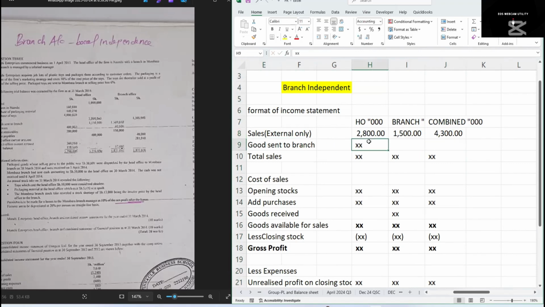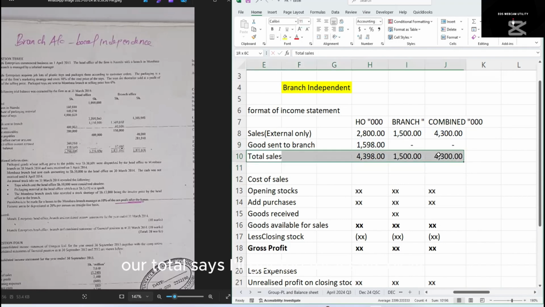Goods sent to branch. Yes, goods sent to branch. You can see in the head office we have 1598, and then in the branch 1569.0. What is the difference? Why is it that we have some difference? The other one is at an invoice price, and the other one is at a cost. The one in the branch is at the cost, but in the head office, it is at an invoice price. So we will account here at an invoice price of 1598. Combine the two here to give us 43, so we get our total sales.